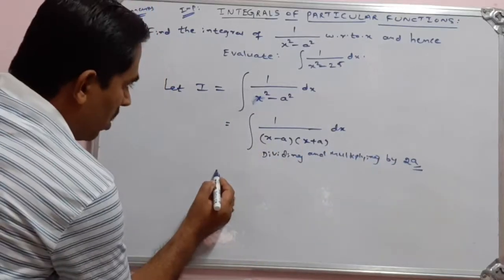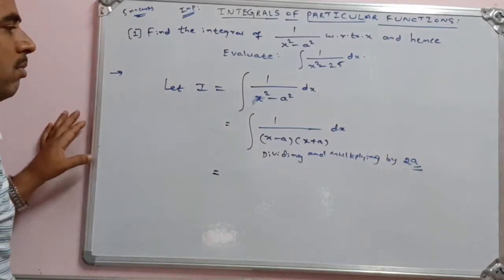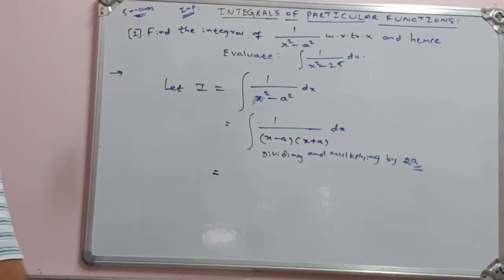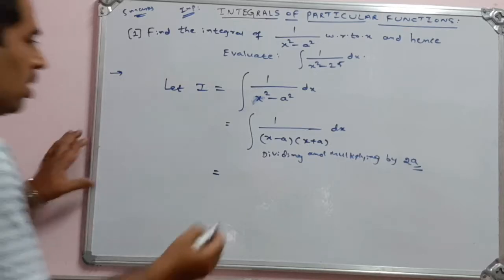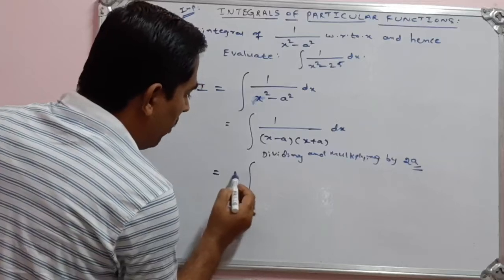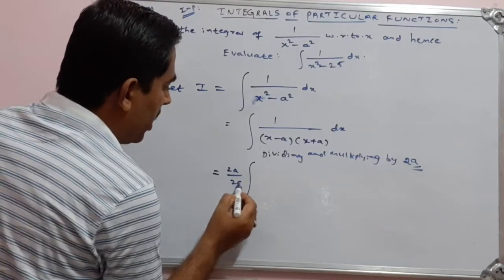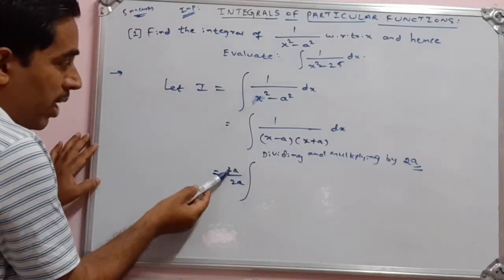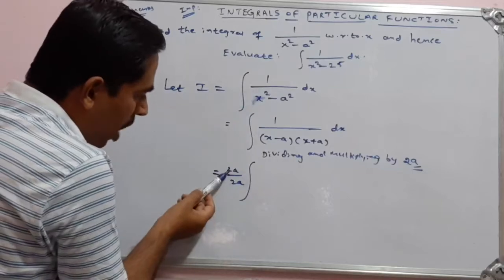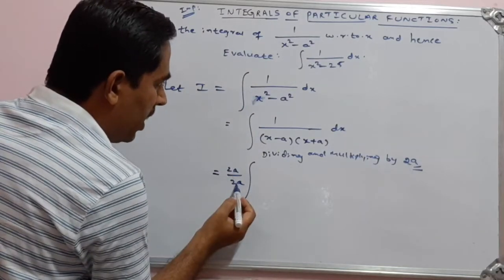Dividing and multiplying by 2a, so that is the integration of, observe the steps carefully. I am dividing and multiplying by 2a, meaning 2a divided by 2a. This equal quantity gets cancelled and I get back to the original result. So I will write 1 by 2a in the numerator and this in the denominator.